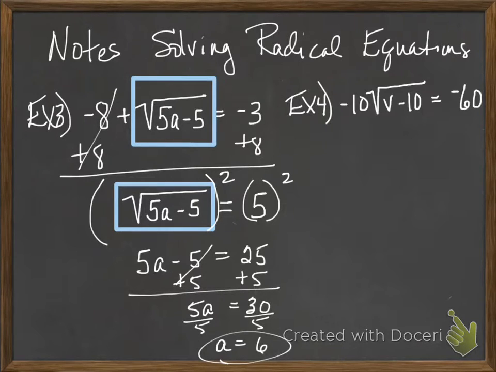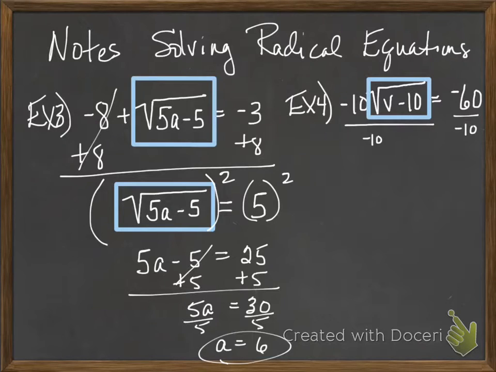If you think about that square root and you're asking yourself, is it by itself? The answer is no, because it's being multiplied by negative 10. Nothing's being added or subtracted to the square root. Something's being multiplied times the square root. So we get rid of multiplying by negative 10 by dividing by negative 10.